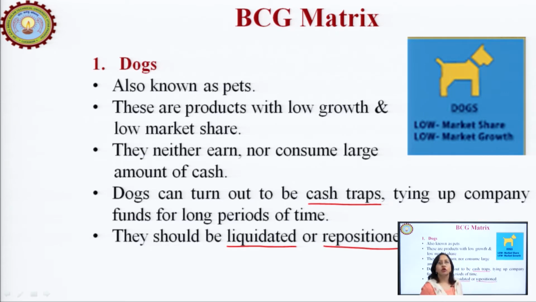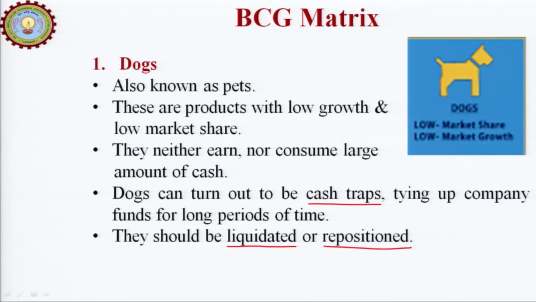Liquidated, I am sure you must know, means the business can sell all its assets, and if there are any claimants or debtors, the cash acquired from selling off the assets of the company should be given to all the claimants and debtors. Or it should be repositioned.